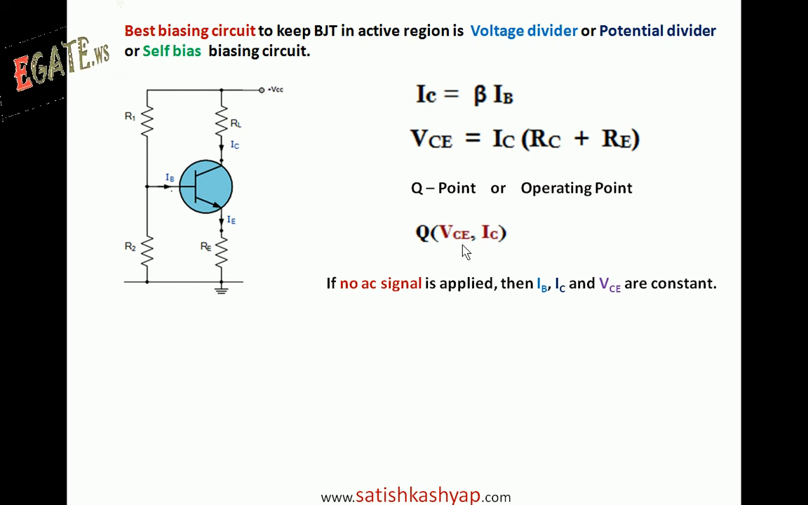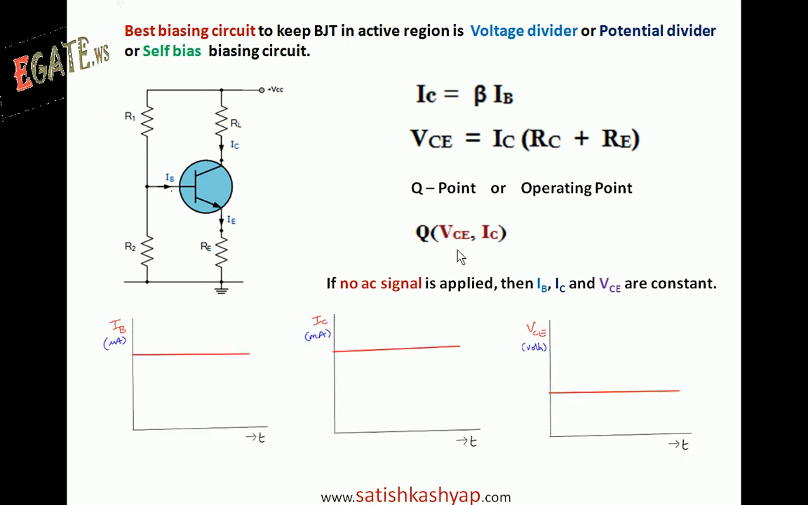If no AC signal is applied, then all these currents, base current IB, collector current IC and collector to emitter voltage VCE, all are going to be constant. Constant means the value doesn't change with respect to time. We can write the waveform in this way: constant base current in microamperes, constant collector current in milliamperes, constant collector to emitter voltage VCE in volts. All are constant since we are not applying any AC signal or input signal.